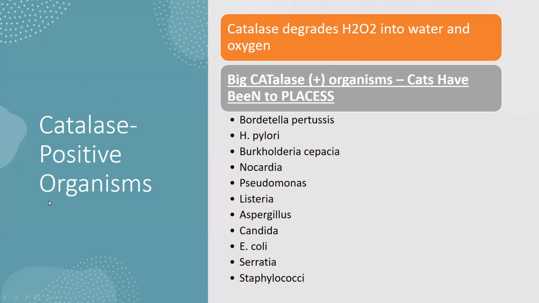Of all the different funky tests and enzymes bacteria can have, catalase comes up the most on NPLEX because it's a relatively easy test. You just put hydrogen peroxide on a little slide of bacteria, and if it bubbles, it's catalase positive. That's the micro test for it. It's very basic. So catalase positive organisms are big.